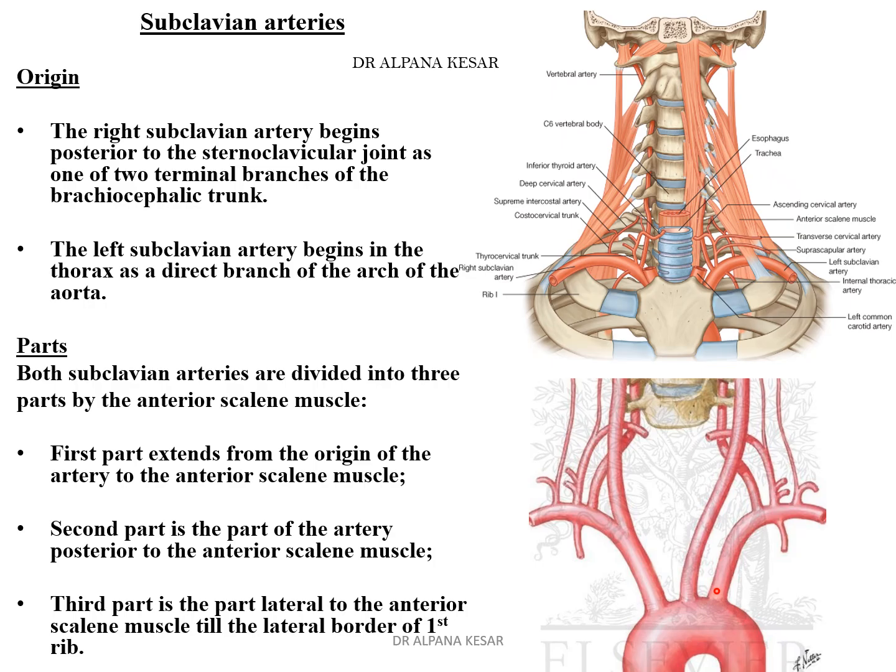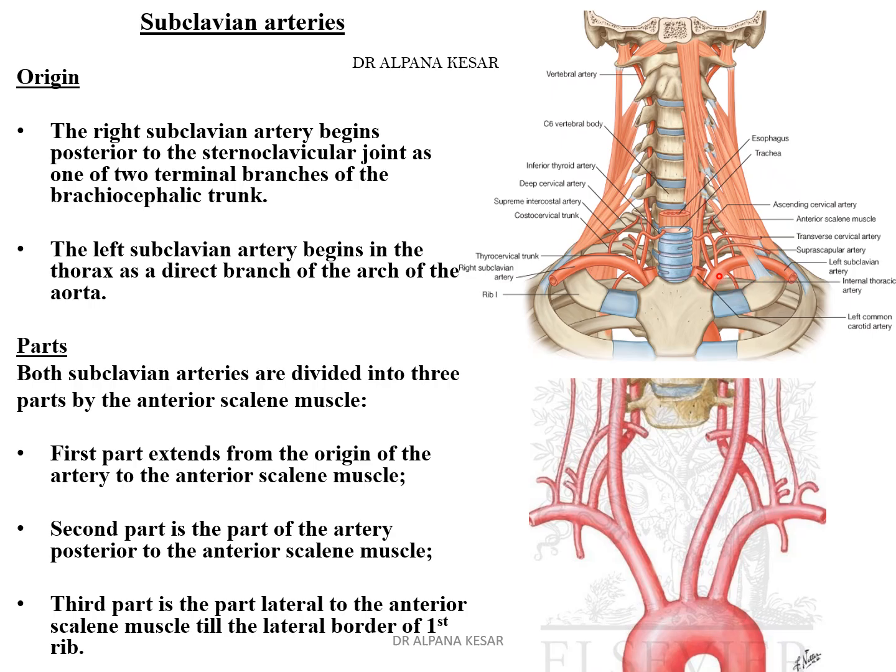Parts of the subclavian artery. Both the right and the left subclavian arteries are divided into three parts by the anterior scalene muscle. This is the anterior scalene muscle. This is the first part of the subclavian artery. This is the second part and this is the third part of the subclavian artery.